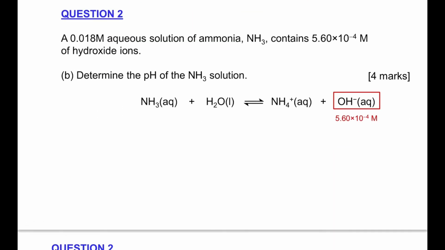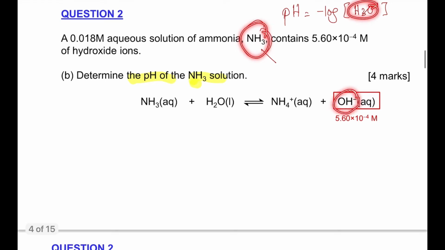Okay, question number 2, determine the pH of the ammonia solution. First, we need to write down the ammonia dissociation equation. Just now we have written, and then the pH, because this ammonia is a base, so for base ammonia we cannot calculate the pH directly. pH is negative log concentration hydroxonium ion. But because ammonia is base, does not produce hydroxonium ion, it produce OH minus, then we can calculate the pOH.